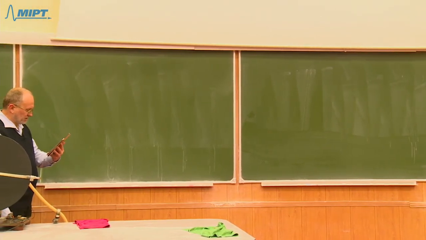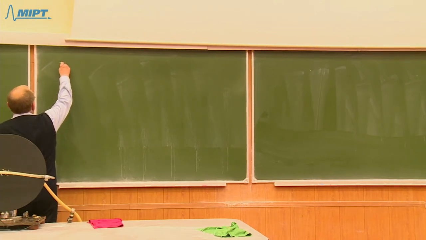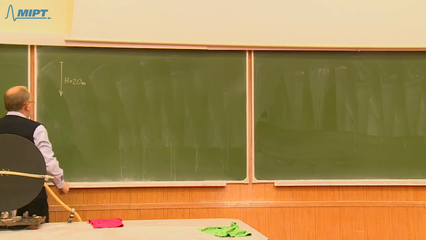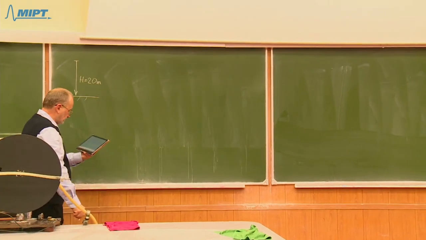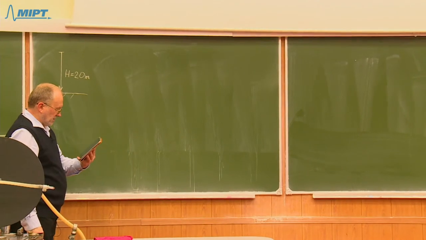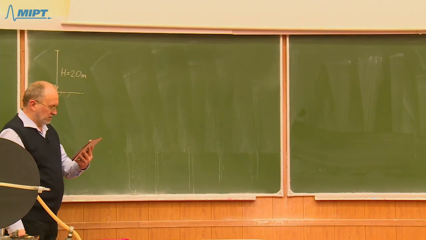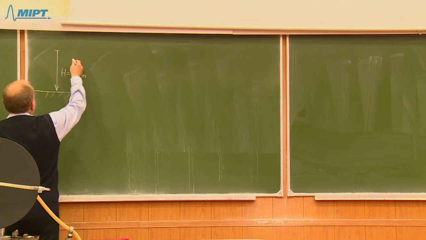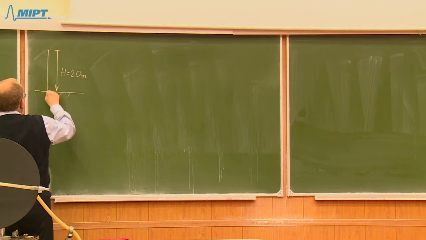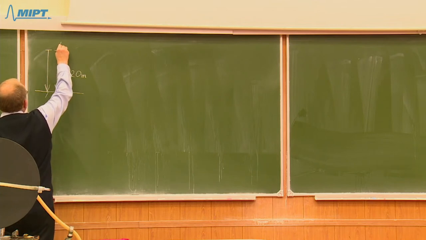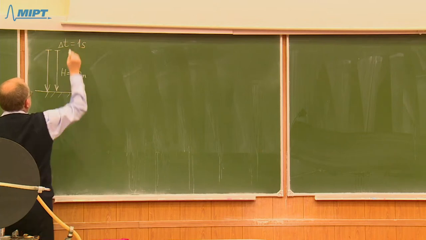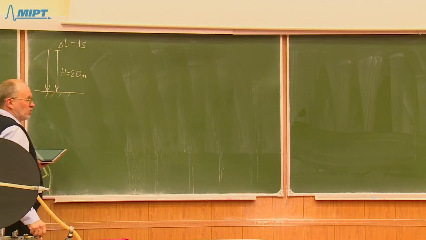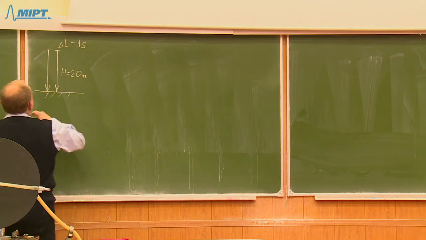A stone is dropped vertically down from the height h of 20 meters, and then the stone hits the ground. After the first stone is thrown, the second stone is thrown down with some initial velocity. So there are two stones, the first one and the second one. The second stone is thrown after a time interval of 1 second. But both stones strike the ground at the same moment in time. So we have to find the initial velocity of the second stone.